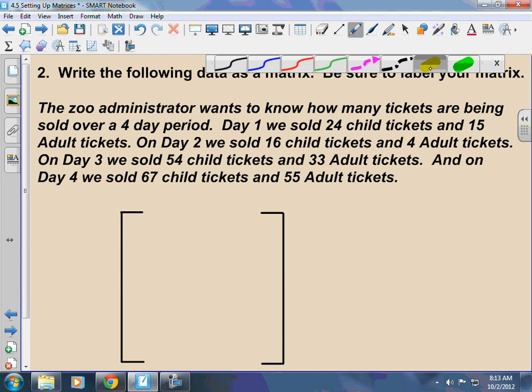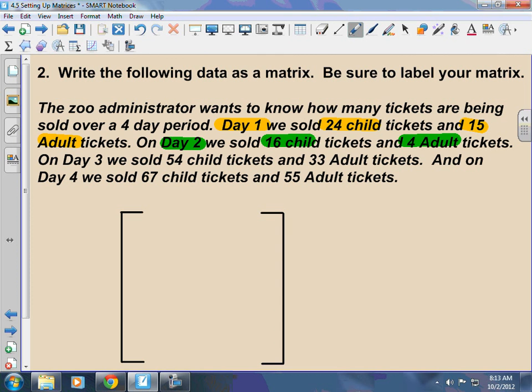The zoo administrator wants to know how many tickets are being sold over a 4-day period. Day 1, 24 child, 15 adult. I think that's important. Day 2, 16 child, 4 adult. Day 3, 54 child, 33 adult. And day 4, 67 child, 55 adult.